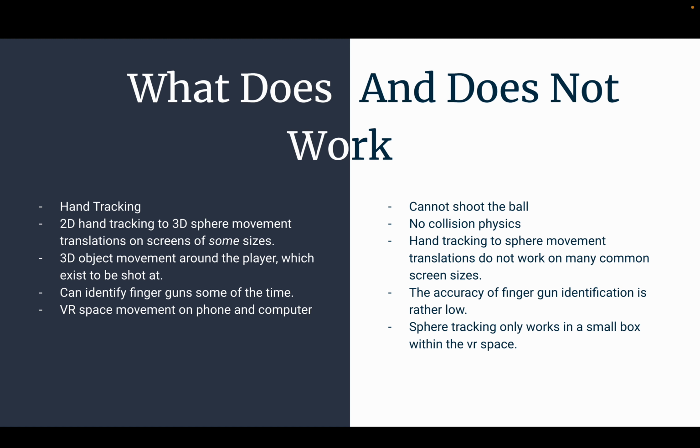3D movement around the player, which exists to be shot at, but cannot be, can identify finger guns some of the time. And the VR space movement on the phone and computer. What does not work? It cannot shoot the ball. There's no collision physics. Hand tracking to sphere movement translates do not work on most screen sizes, just a couple. The accuracy of finger gun identification is very low, and the sphere tracking only works in a small box within the VR space. So basically, it cannot go outside of a certain realm which the player can move about.